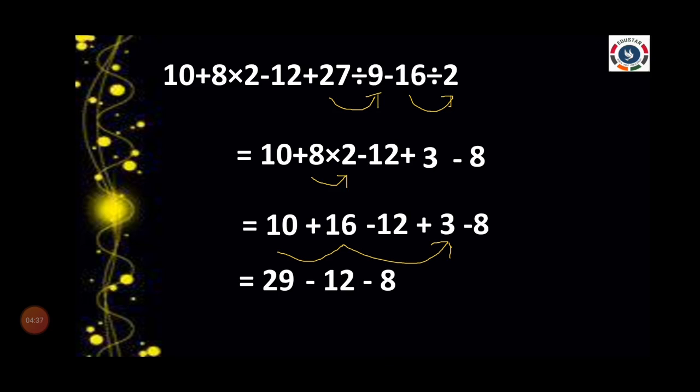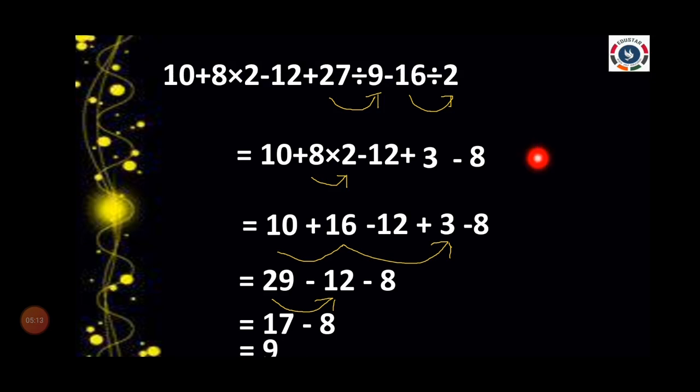Okay. Now we are going to subtract one by one. If we have one plus number and one minus number, we want to subtract the two values. Okay, so 29 minus 12, how much now? We are going to subtract these two values. 29 minus 12 is 17. The remaining, minus 8, you write down. Now you tell, 17 minus 8, how much? 9. Okay. So this is the answer.